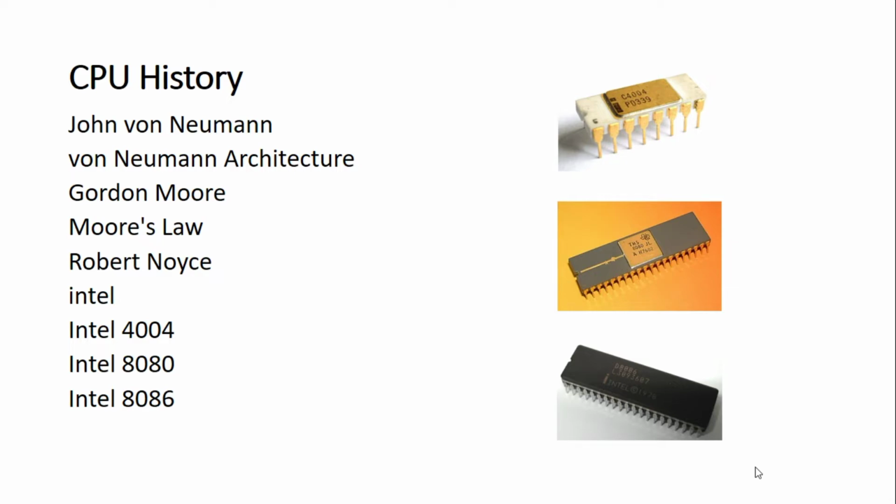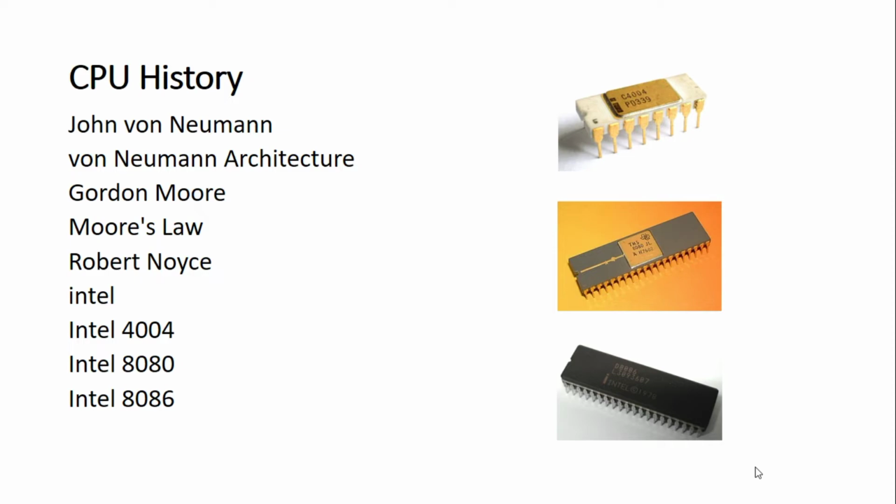Next is Robert Noyce. Noyce invented the integrated circuit, or monolithic integrated circuit, a set of electronic circuits on one small flat piece of a semiconductor, and invented it in the year 1959. In 1968, Moore and Noyce teamed up, then founded Intel, or Integrated Electronics.